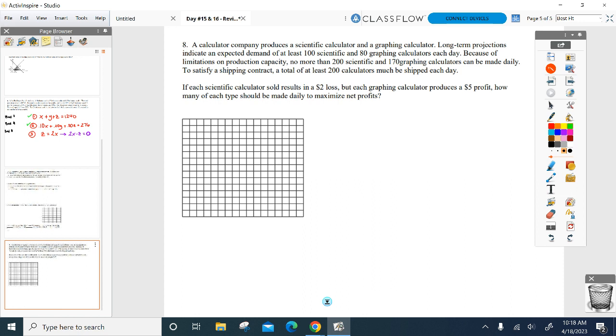All right, so here we go. I'm going to go through very little here. You guys can read all about it. I have 2 types of calculators: scientific and graphing. There's your X and Y, right? I would highly recommend you stay away from S and G here because you have to graph. You don't want S and G for X and Y. So X, scientific calcs, and Y will be your graphing calcs, how many I need to sell.